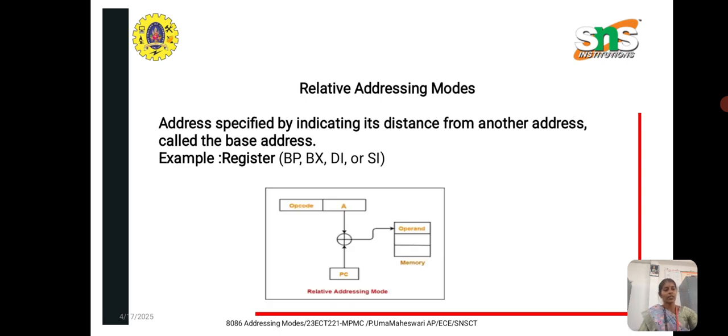The next one is relative addressing mode. Why are we going for relative addressing mode? Here the address is specified by indicating its distance from another address called a base address. In this relative addressing mode, the address of an operand is not directly contained within the instruction itself, but instead it can be located in the register itself. This instruction specifies a register and the content of the register holds the actual address.